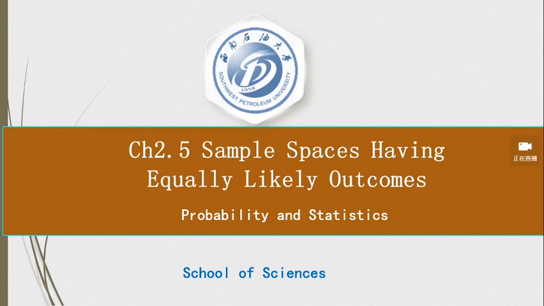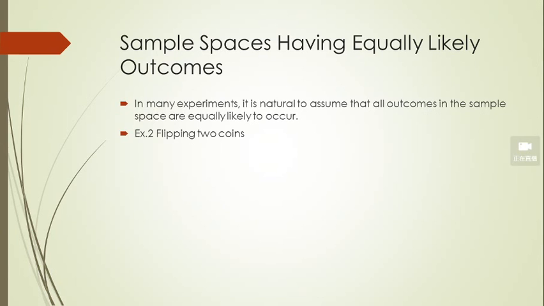Alright, after the 5-minute break, let's come back. We start Section 5, sample space having equally likely outcomes. That is the basic assumption for the outcomes in the sample space. In this way, we can evaluate the probability of some special event we define. So let's check the formulas.